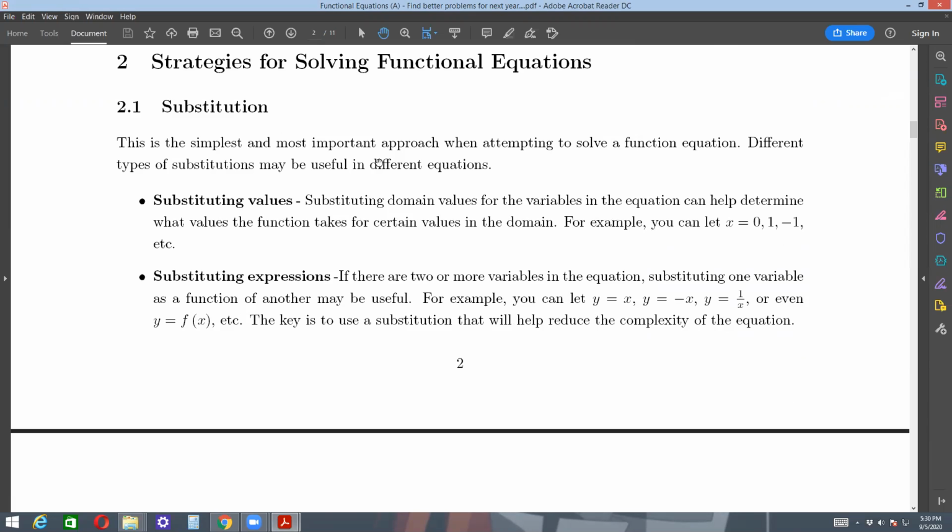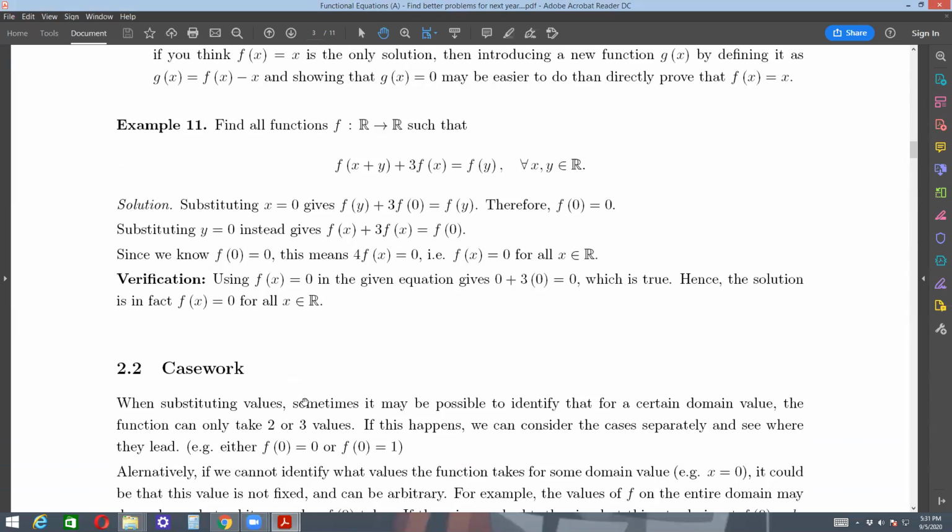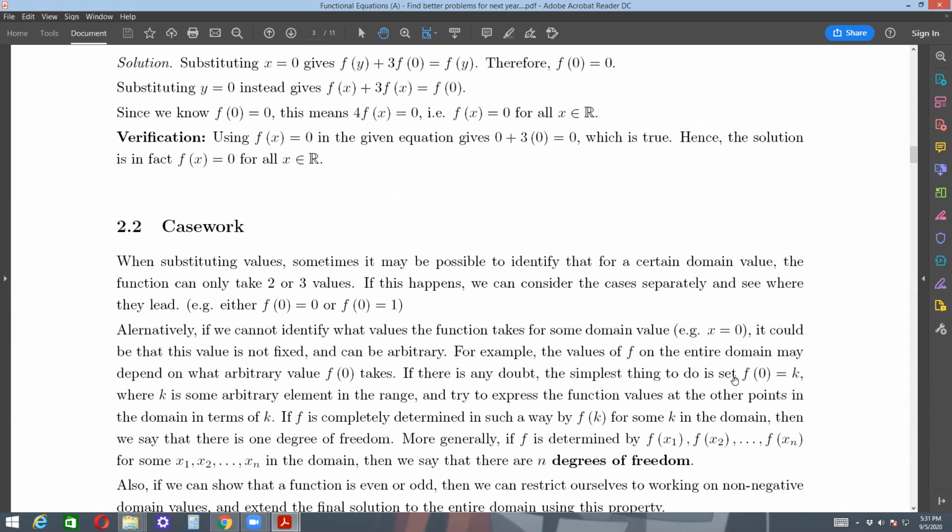This is where it starts to get different. Actually, the first part is the same, the simple strategy substitution. That is the same as before. All right, this is the exact same example. But then we start talking about other things.